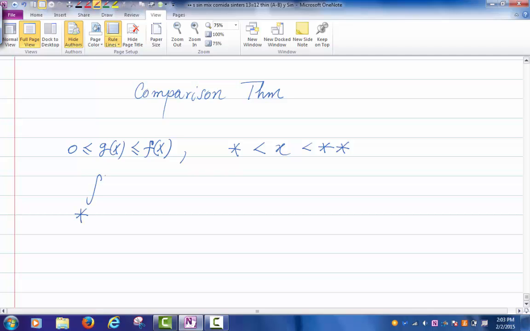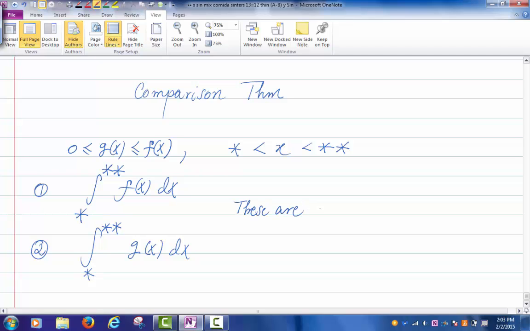Now consider two integrals, okay? Integral from star to double star. So basically star is my lower limit, double star is my upper limit. Look at the integral of f of x dx. Let me call that integral number 1. Integral number 2 would be the integral from star to double star of g of x dx. And they are improper integrals, okay, either of type 1 or type 2.